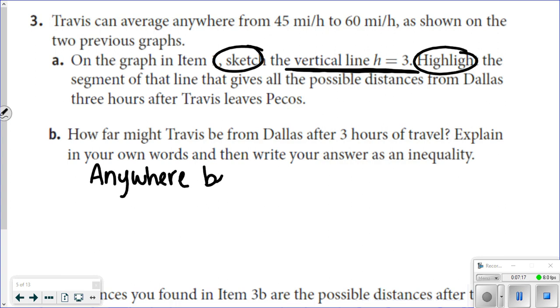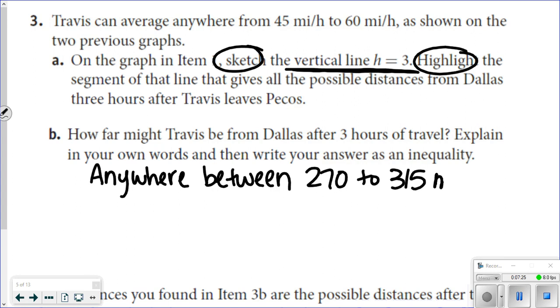anywhere between 270 to 315 miles. So the endpoints were 270 and 315. Thus, the points of the segment represent all the possible distances away. So anywhere between 270 and 315.